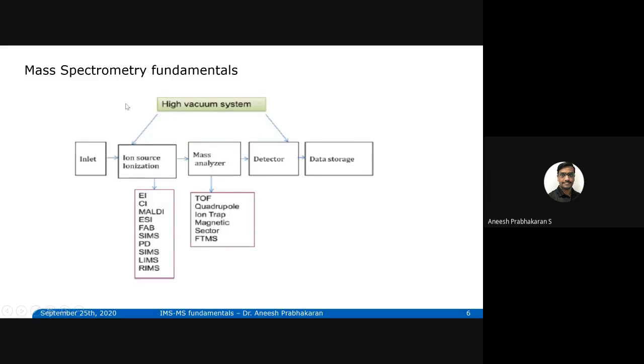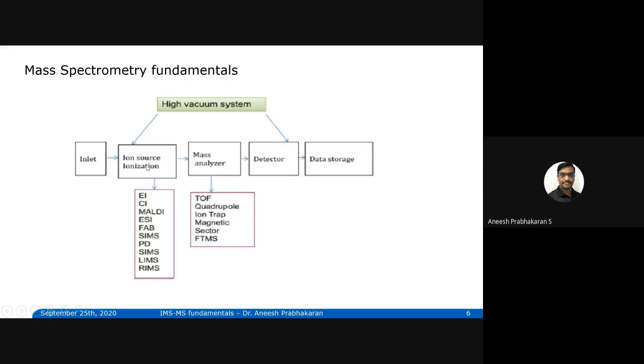If you see a mass spectrometer, it has several sections: an inlet, and an ion source to produce the ions. Whatever the sample you introduce, for example, liquid, gaseous or solid sample, you can introduce it into the ion source and produce the ions based on several techniques: electron ionization, chemical ionization, matrix assisted laser desorption ionization. This is a laser ablation technique. If it is a solid sample, you can do laser ablation, or SIMS, secondary ion mass spectrometry. There are several types of ionization techniques.